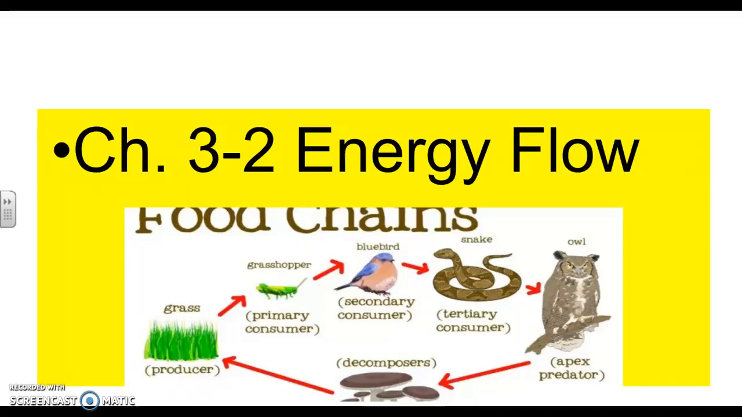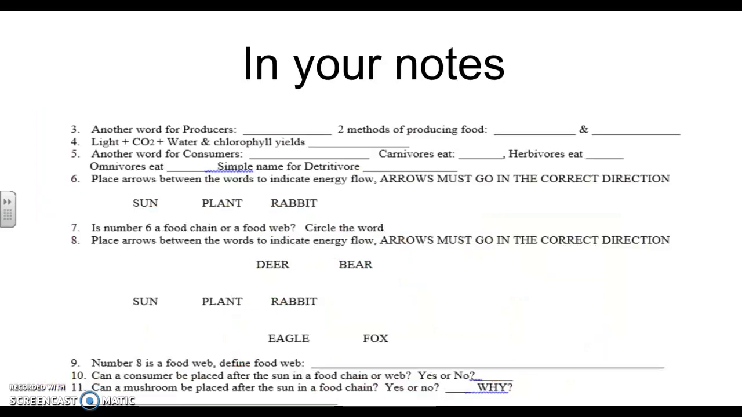All right, y'all. Today we're talking about food chains and food webs. For food chains and food webs, what we're looking at is how energy flows through an ecosystem. So in your textbook is 3-2. And in your notes, you're going to be completing numbers 3 through 11. So take out your note sheet if you don't already have it out, and we're going to start on number 3.